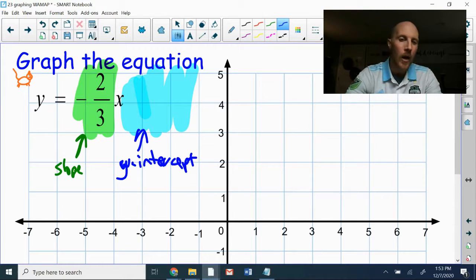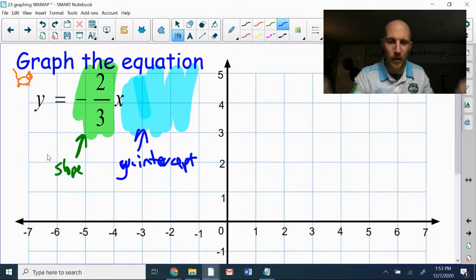Wow. Okay. But there's nothing there. It's missing. What am I going to do? I don't know where to start my graph. There's no y-intercept. Except it's not actually missing.